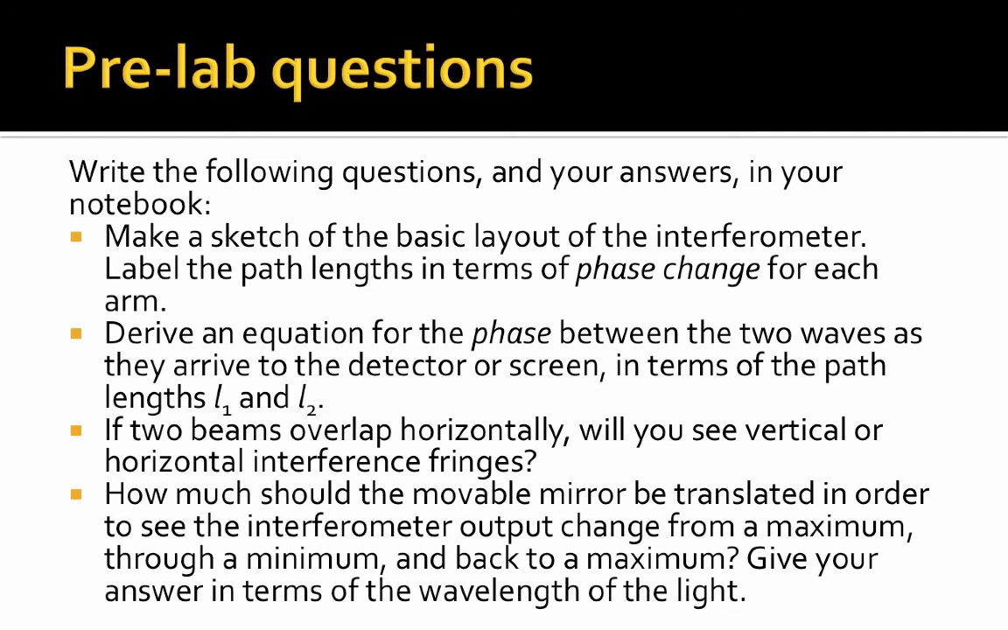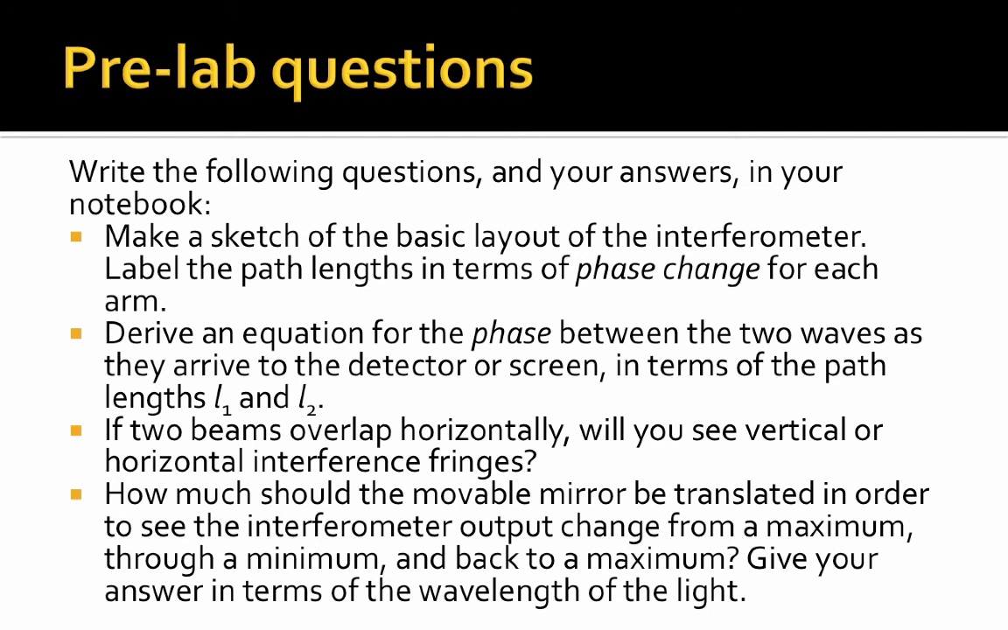Vertical or horizontal interference fringes. By horizontal, that means that two beams are coming towards each other with a slight angle in the plane of the table. In other words, in the horizontal plane. And will your fringes be vertical or horizontal? For that one you can just give a quick description and sketch it.